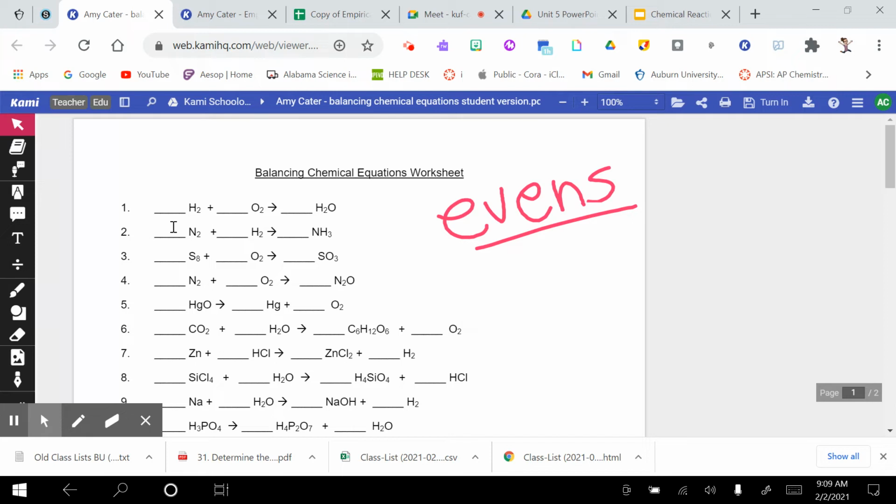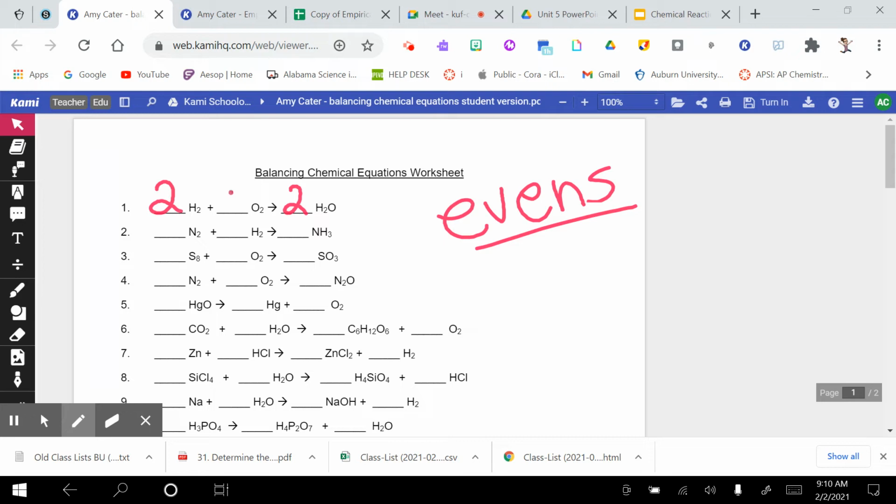All right, this one's super easy, and these should go pretty quickly because I do give you the formula. You don't have to change subscripts, you don't have to worry about that. All you have to do is put in the right coefficients. We have 2 hydrogens here, 2 hydrogens here, and 2 oxygens here and only 1 over here. What are we going to put on the left side to balance out the oxygens? A 2. But that messes everything else up because now I have 4 hydrogens. So what am I going to do? Put a 2 right here. Done.